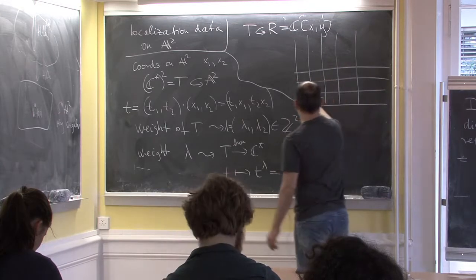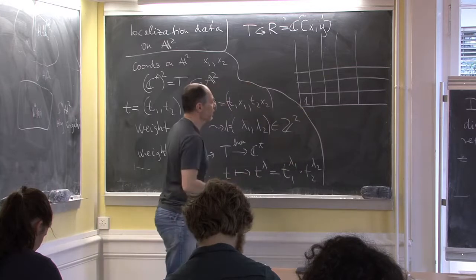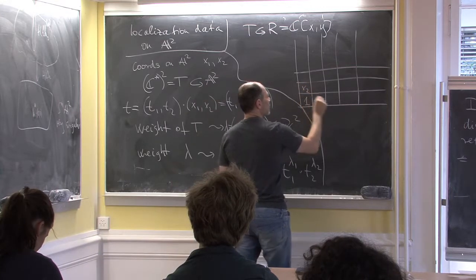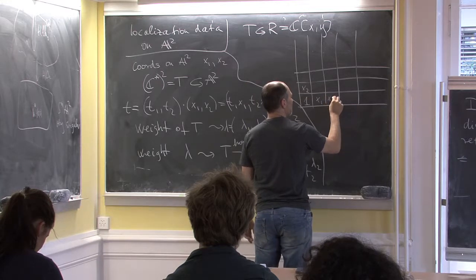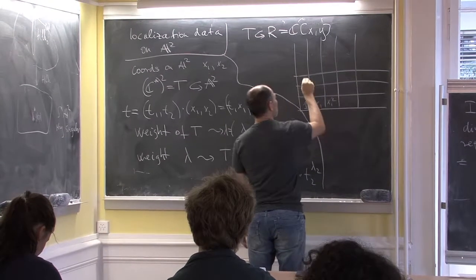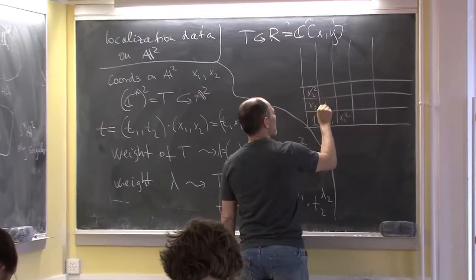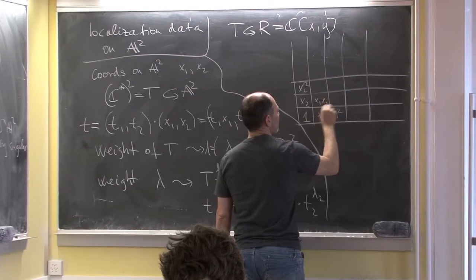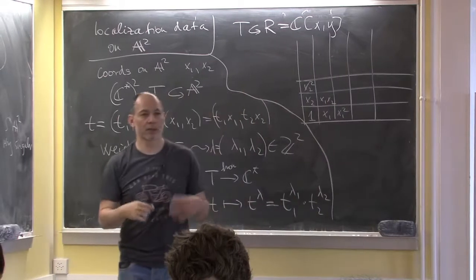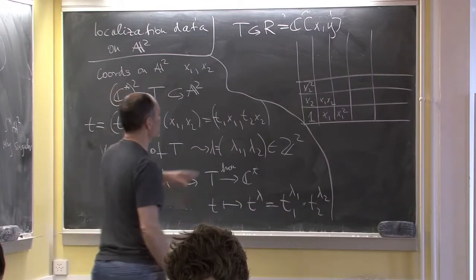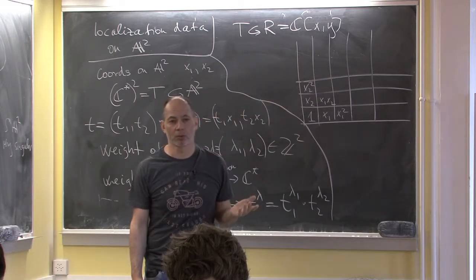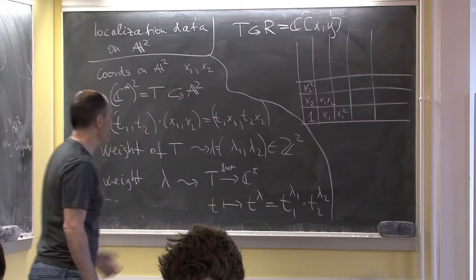Right, so here we find just the function 1. Here we find x1, x2. Then we have x1 squared, x2 squared, x1 x2, etc., etc. So I'm writing down on this diagram a basis of this polynomial ring, which is all the monomials. Okay, so this we all know.